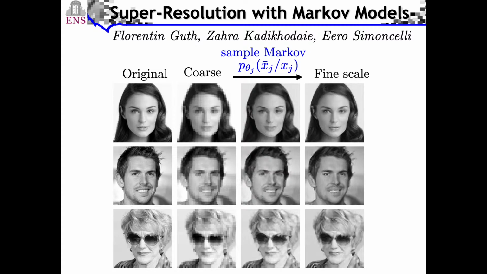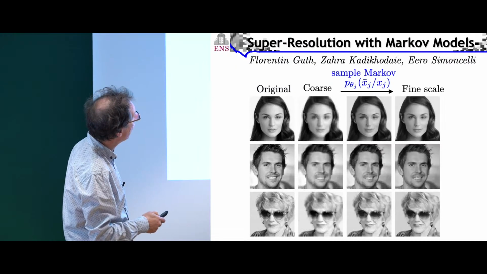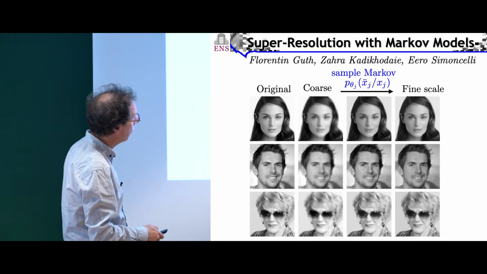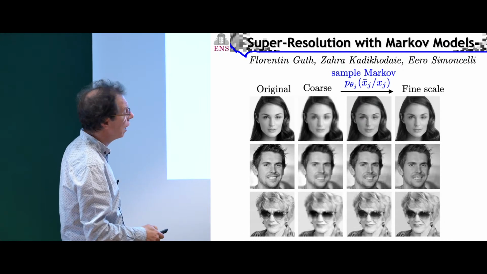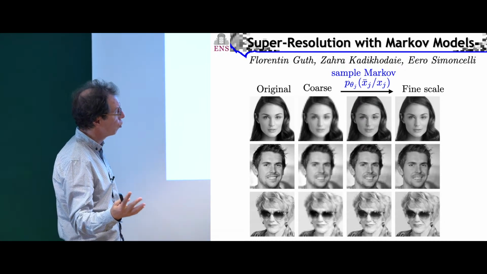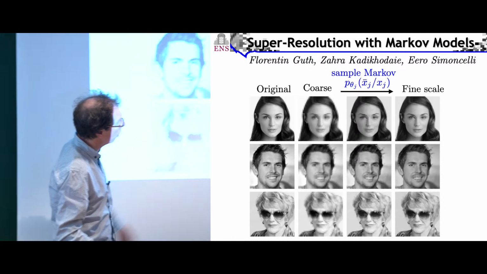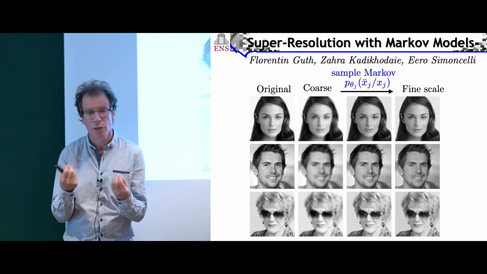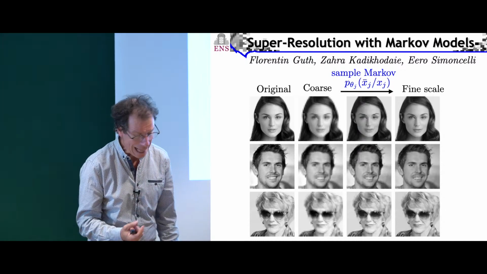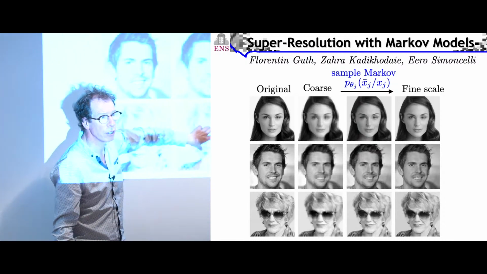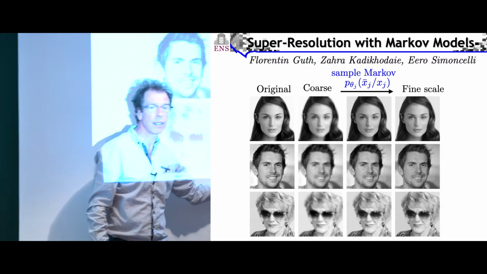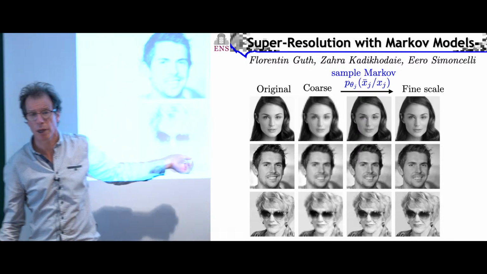You can see that you recover very fine detail given that you only sampled from a local probability distribution model. These are the original images, and all this is completely local. The only non-local element is essentially at the very coarse scale, but these are in reality very small images of 40 by 40 pixels.